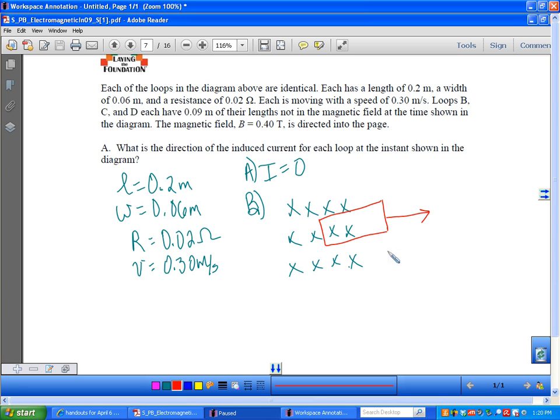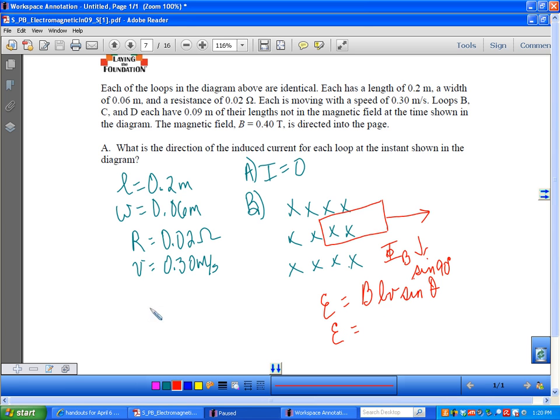So I can say that the flux of the magnetic field is decreasing. So EMF is going to be equal to BLV sine theta. Well, theta is the angle between the velocity and the field, and it's a right angle. So I can say that's the sine of 90, which is 1. So that's going to give me the maximum EMF. So the EMF is going to be B.